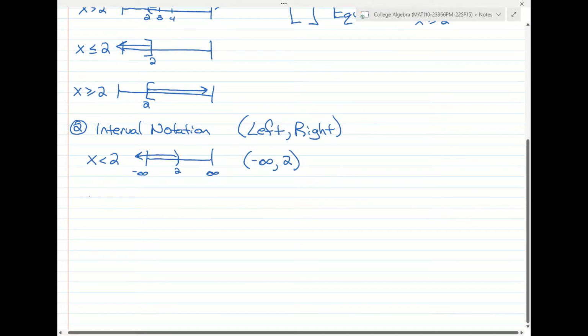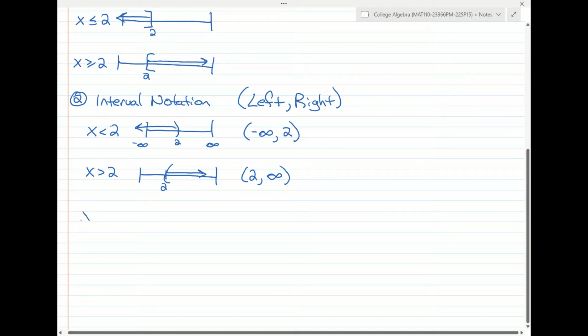If we had x is greater than 2, we have 2 here, a parenthesis like we talked about. By using interval notation, the left side of the number line is 2. The right side of the number line goes to infinity. So we write it like that.